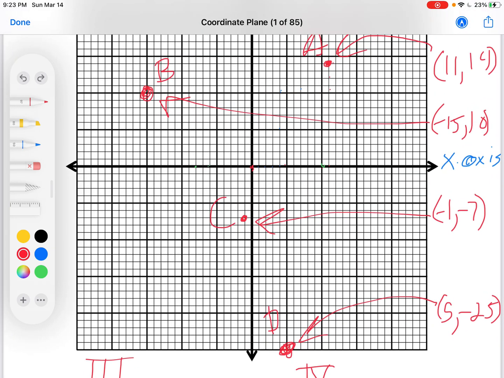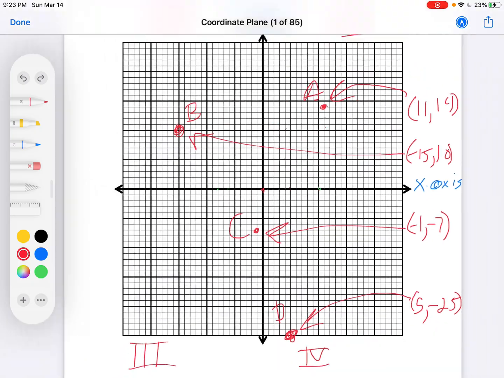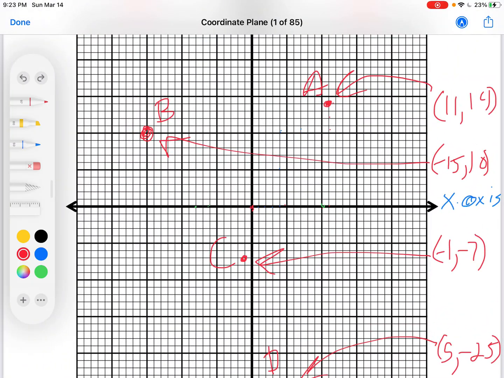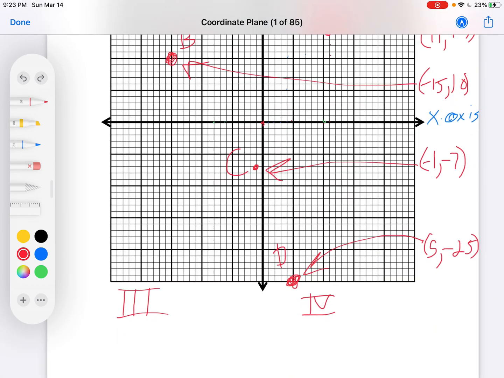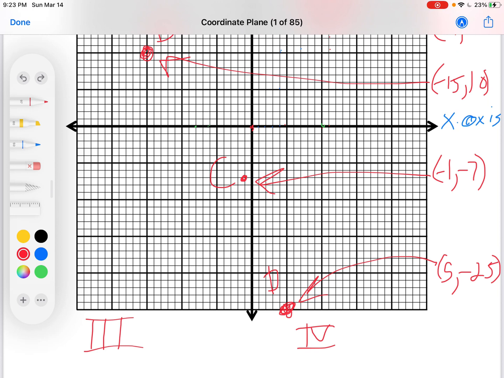Those are the quadrants. So, which quadrant is point A in? Point A is in quadrant 1. Point B is in quadrant 2. Point C is in quadrant 3 because it is left and down. Point D is in quadrant 4 because it is right and down.